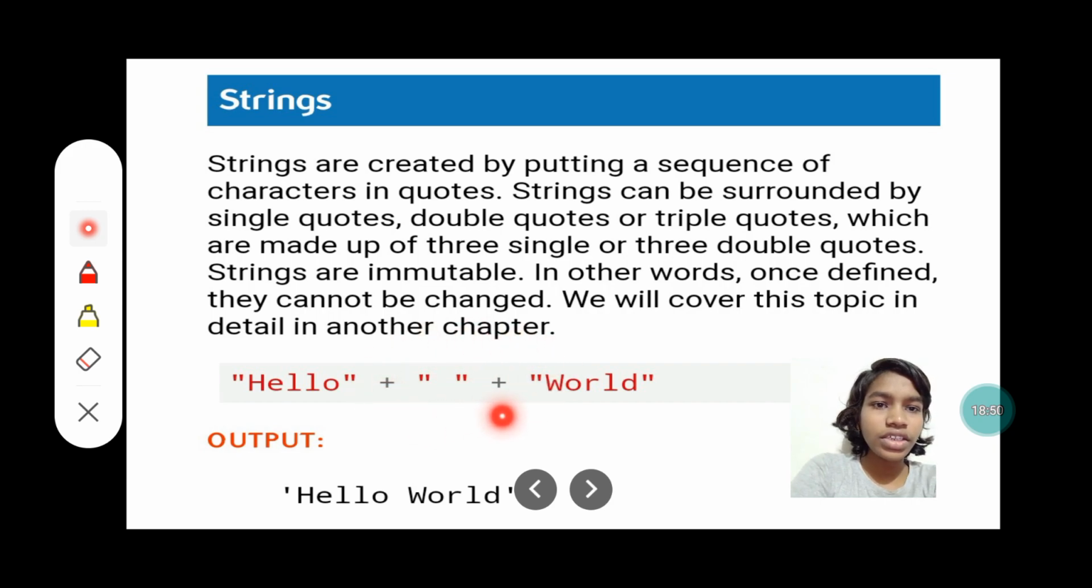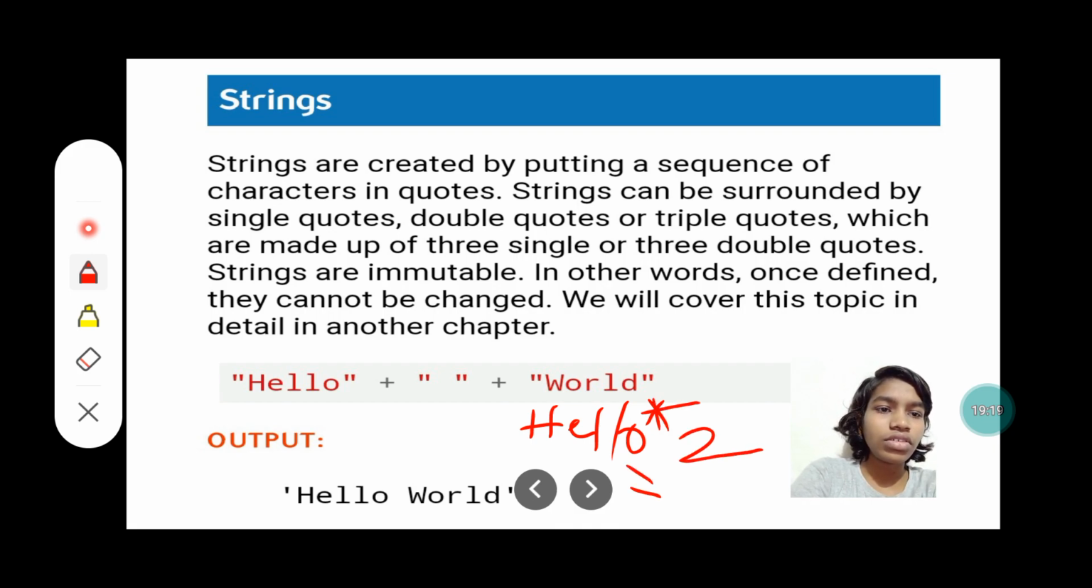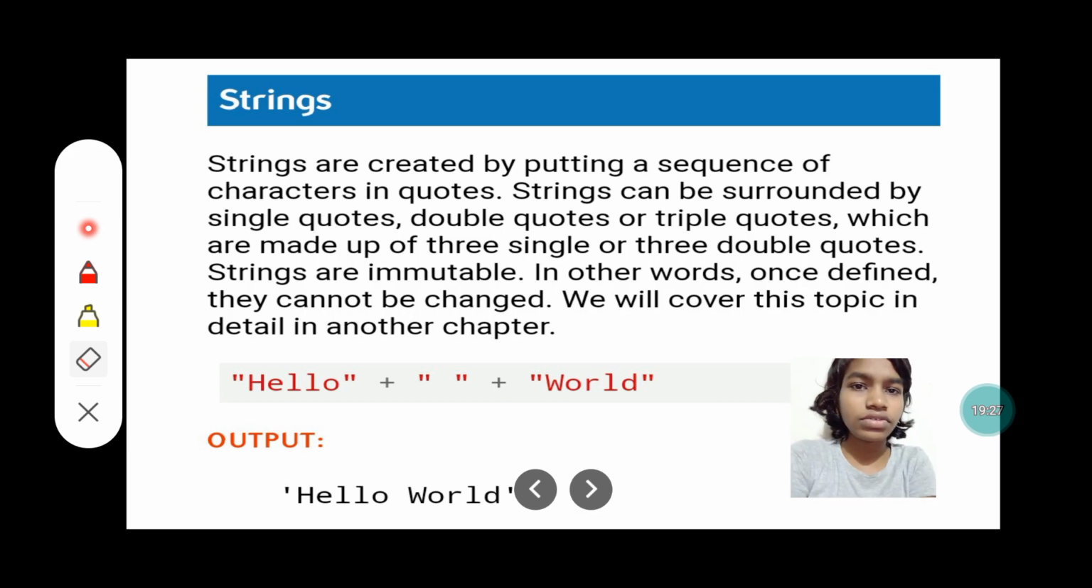Here we used concatenation. We can add two strings: hello plus, for the space we used quotation marks, plus world, gives hello world. If, for example, we want to print hello two times, then we can use the star symbol: hello star 2, then hello is printed two times. Examples for operations on strings in the interactive shell.